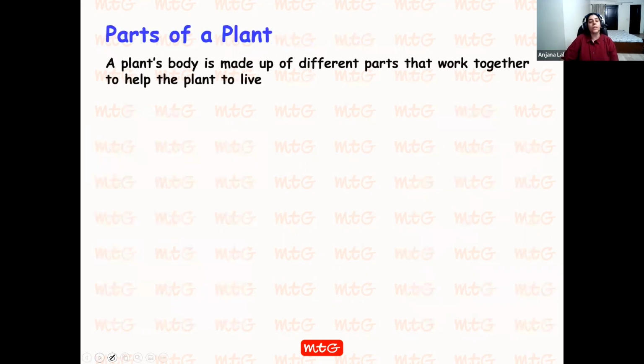So let's study the parts of a plant. The plant's body is made up of different parts that work together to help the plant to live. Akshay, beta, you've raised your hand. You have a doubt? Ma'am, I want to say that there are different types of plants. Yes, there are different types of plants. There's something called carnivorous plants. Absolutely correct. Insects come and it just closes and eats it.